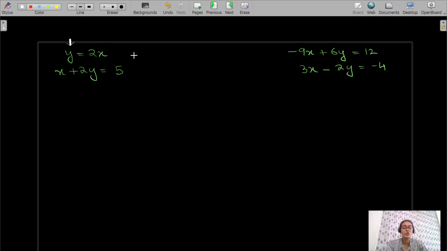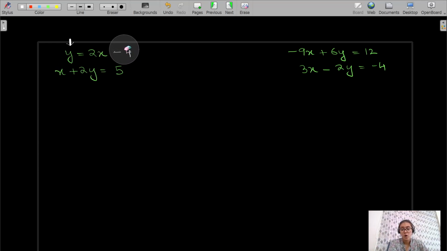Y is equal to 2x. So your y variable is alone on the left hand side and all the x terms are on the right hand side. It could have been also like this: 2x minus 4. So in this type of system of equations, it's really easy to use the substitution method because you already have the value of y in terms of x.